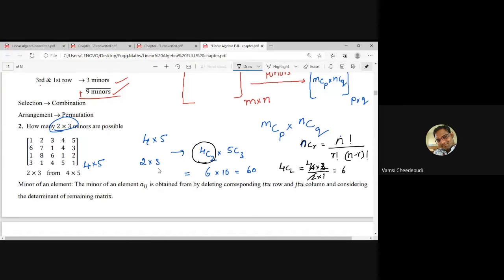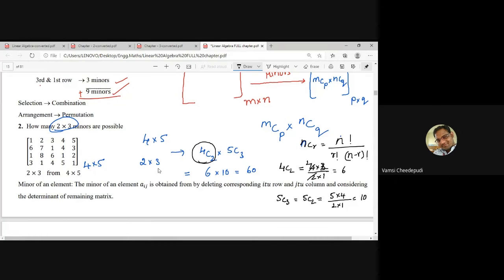So if you want to find out 5C3, it is the same as 5C2 because nCr is equal to nC(n minus r). And 5C2 is 5 into 4 by 2 factorial, common factorial cancelled, 2 into 1. And the answer is 10.